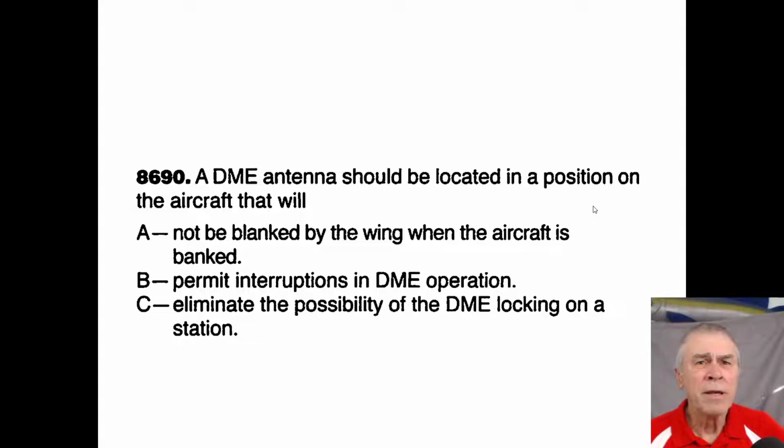The DME antenna should be located in a position on the aircraft that will A, not be blanked by the wing when the aircraft is banked. That's always a good answer. That is one of the major concerns with antennas. So unless something else really jumps out specifically, I would say that's a good rule of thumb, almost period.